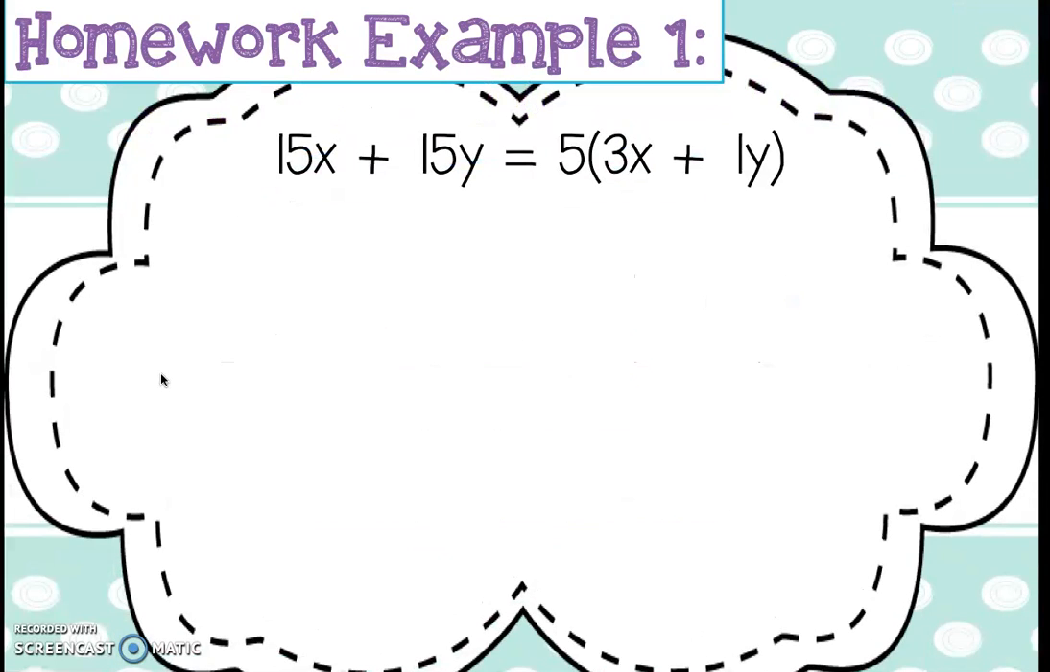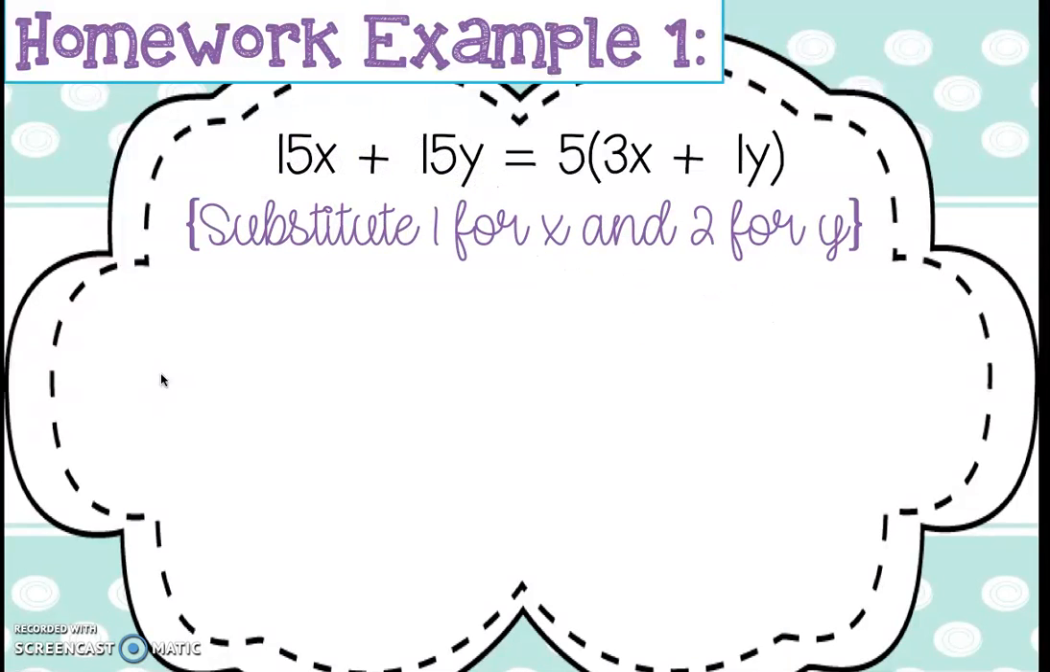We're going to take a look at homework example number 1 together, and it gives us the expression 15x plus 15y equals 5 parentheses 3x plus 1y. It tells us on our homework that we need to substitute 1 for x and 2 for y. Just like we did in class today, we're going to solve each side of this expression individually. So I'm going to draw a line through the middle of my paper, solve the left side first, then solve the right side and see if they have equal values at the end.